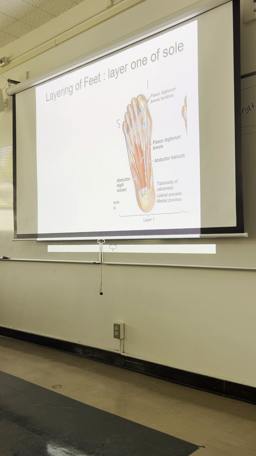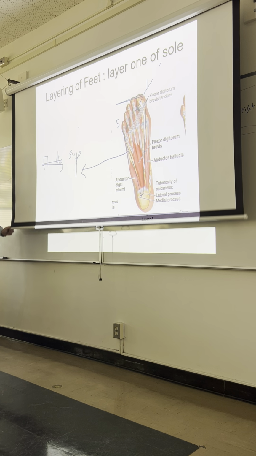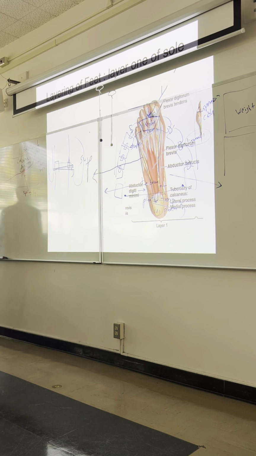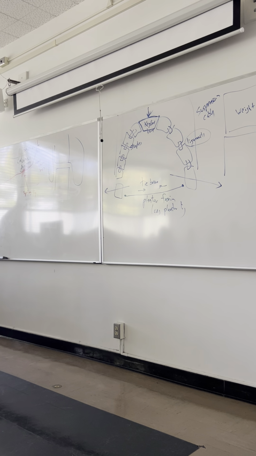This flexor digitorum brevis is the counterpart to the hand flexor digitorum superficialis. And like in the hand, and you can actually see it on this cartoon, and I want to make sure the presenter shows it, is a really beautiful tendon mechanism. So let me draw this and show you what the problem is. The problem is in the hand and the foot.